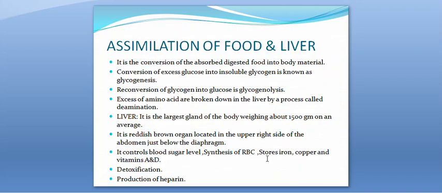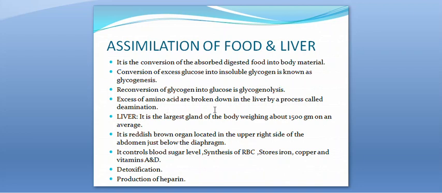Next, what is assimilation of food and the structure of the liver? Assimilation of food means the conversion of the absorbed digested food into the body material, which we call assimilation. Now, conversion of the excess glucose into insoluble glycogen is called glycogenesis. The reconversion of glycogen into glucose is glycogenolysis.